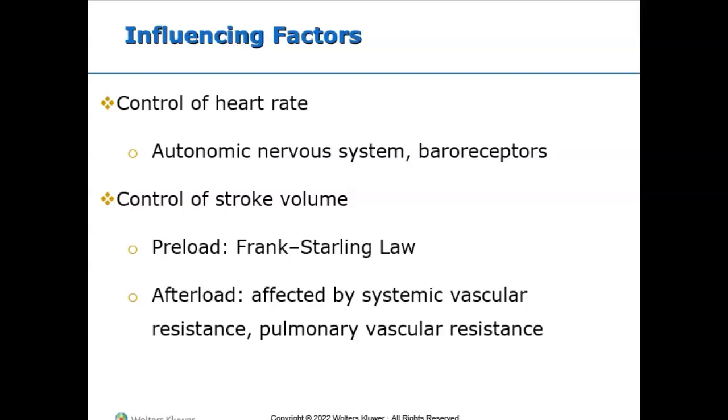This is so wordy, I don't even know what I'm reading. Afterload, also known as the systemic vascular resistance, is the amount of resistance the heart must overcome to open the aortic valve and push the blood volume out into the systemic circulation.